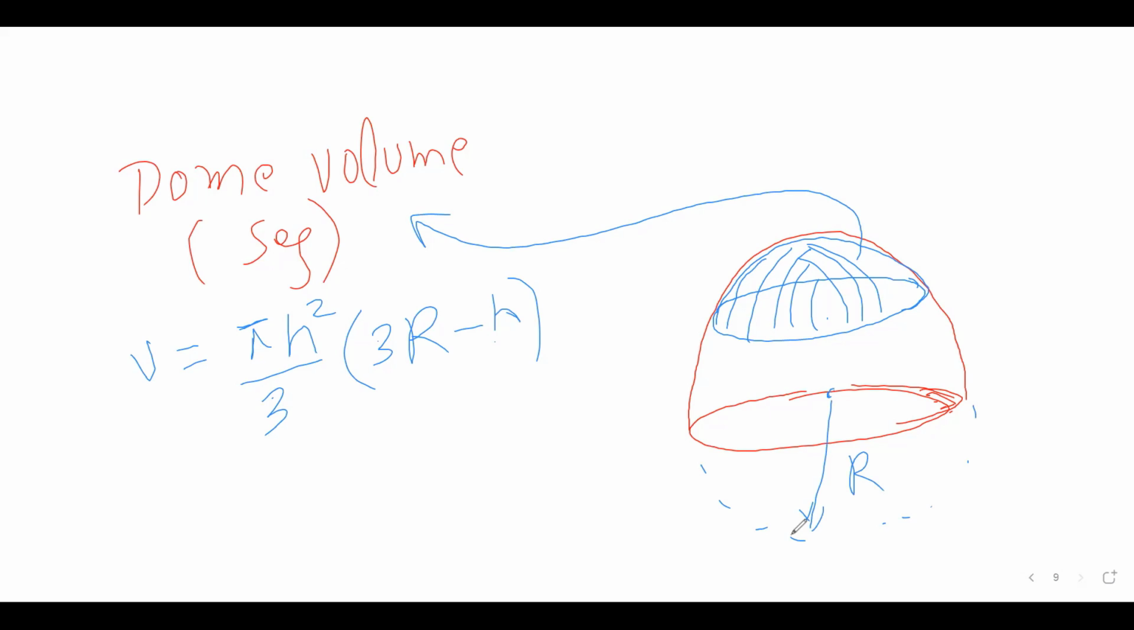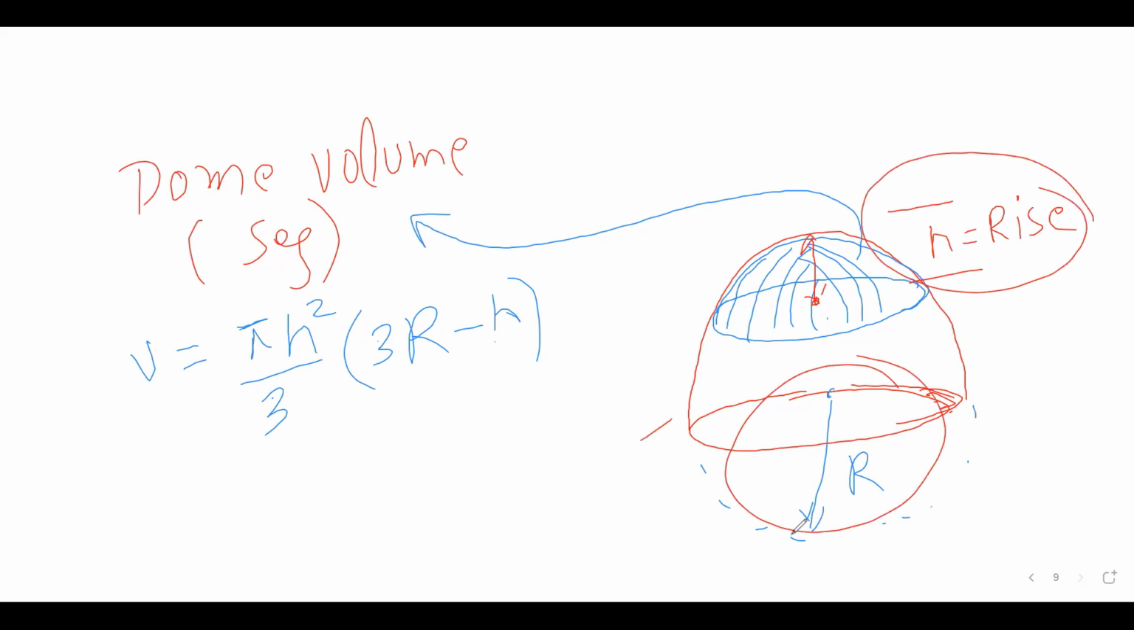Let me change the color to red. And this is actually from this center till the top, which is the rise of the dome. And this is h. You can say the rise. And this is simple. And pi is pi. Okay, so you have to put only these two parameters in order to have the volume of a segmental dome. Is it clear? Yes, sir.